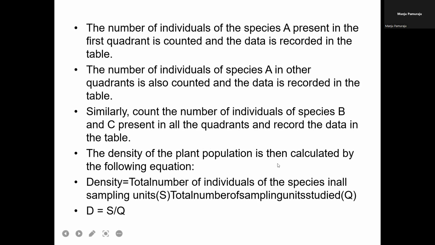The density of the plant population is then calculated by the following equation. Density is equal to the total number of individuals of the species in all sampling units divided by the total number of sampling units studied. For example, the total number of individuals may be 30 or 40, and the total number of sampling units is 10. Like that, we can calculate the density of the population.